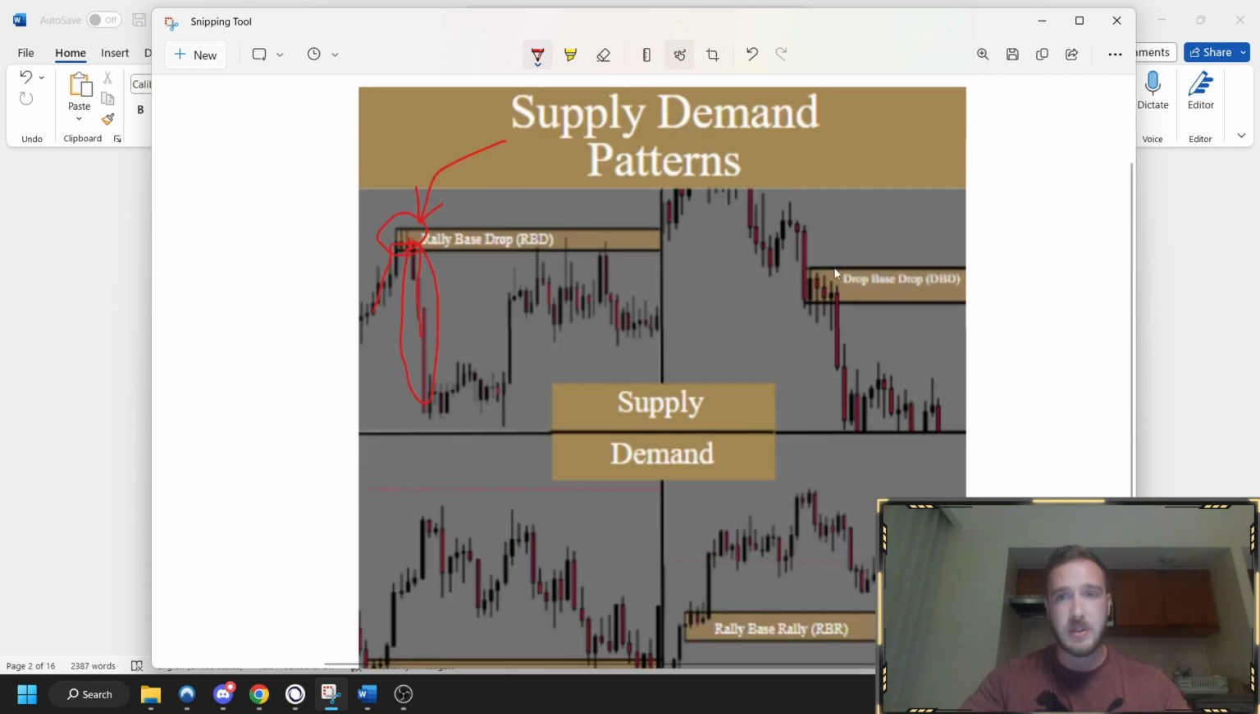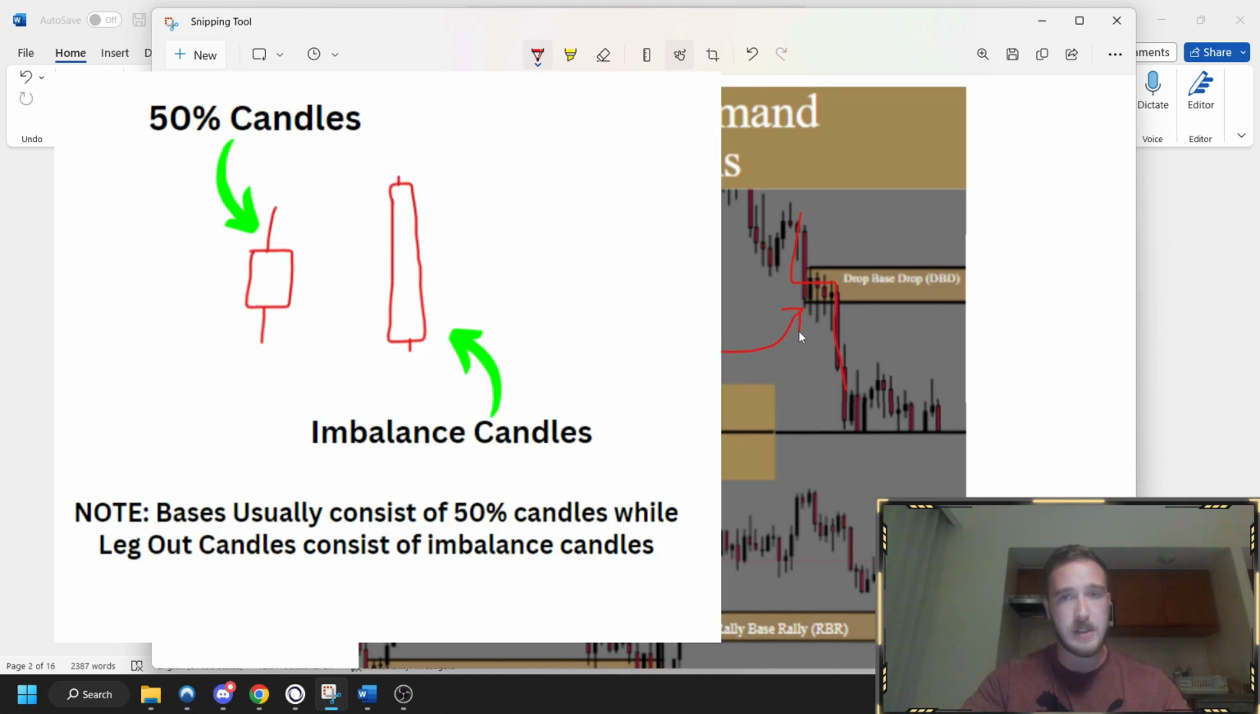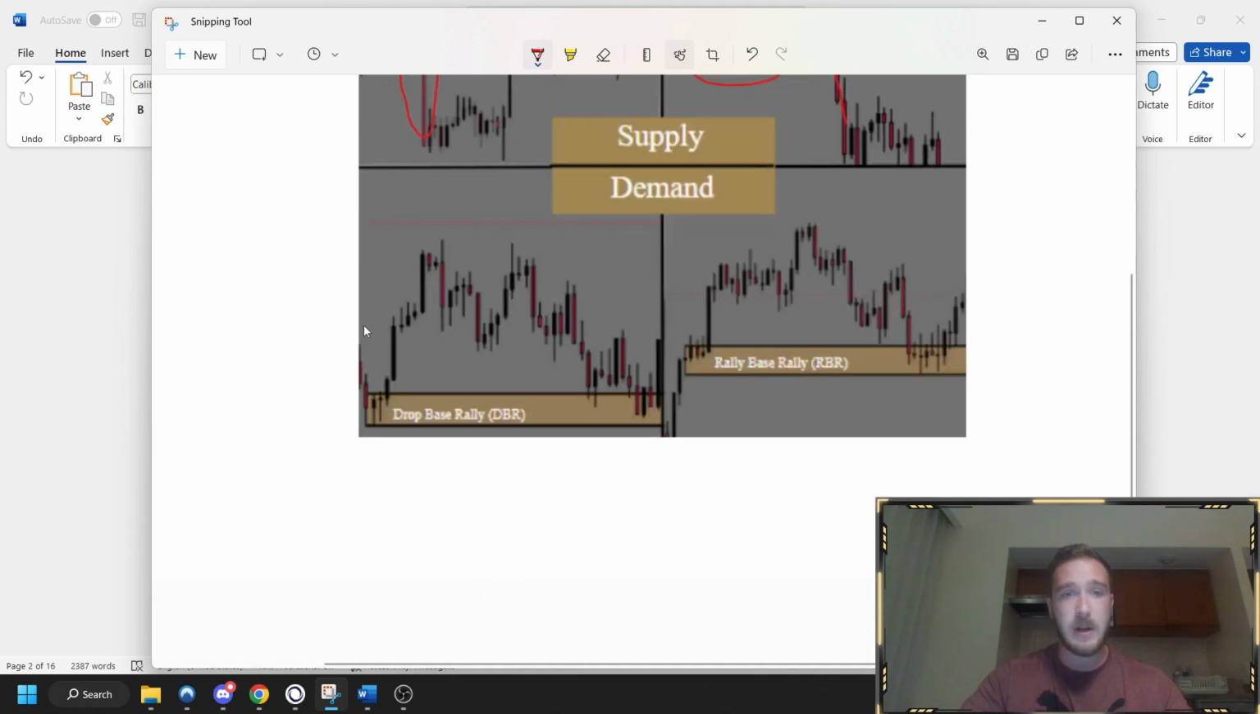And then same thing for supply, we have a drop, base, base, base, base, drop. Now these basing candlesticks, the base in these zones, I should talk about this in a minute, but I will mention it here, usually consist of 50% zones, and then they all have an imbalance afterwards. So you have a drop, base, base, base, drop. And then for demand, we also have a drop, base, rally, and a rally, base, rally.